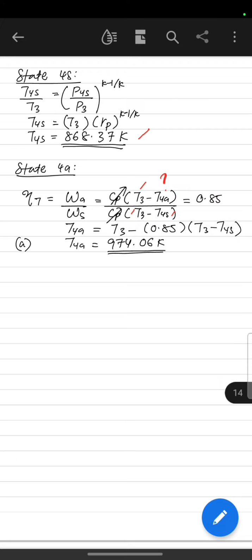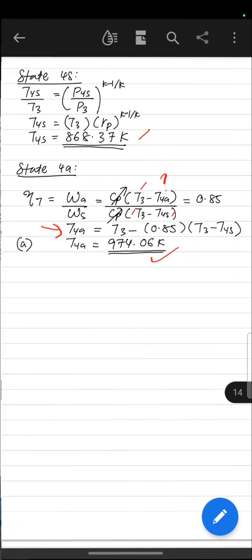So when you rearrange these equations over here and you fill in all the values, you are going to have T4A equal to 974.06 Kelvin.